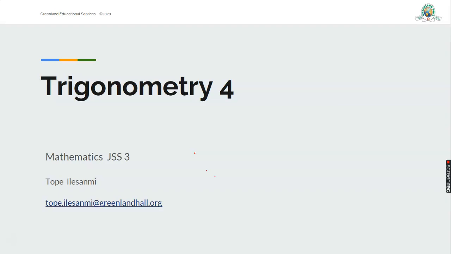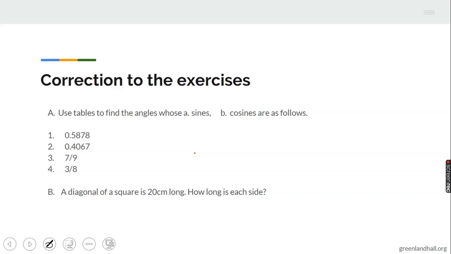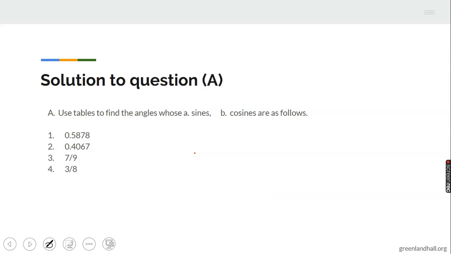So we're going to continue from where we stopped, which is trigonometry, and today will be the concluding part of this class. Now let's have the correction to the exercises given in the last class. You have to find the angles whose sines and cosines are 0.5878, 0.4067, 7/9, 3/8. And the last question: find the side of the square with a diagonal 20 centimeters long. Okay, let's start with the first question.